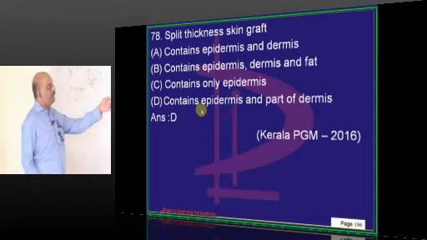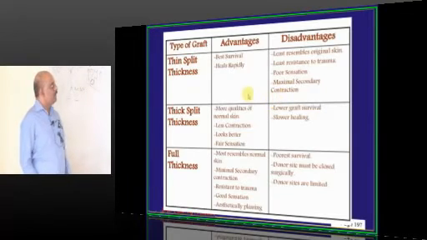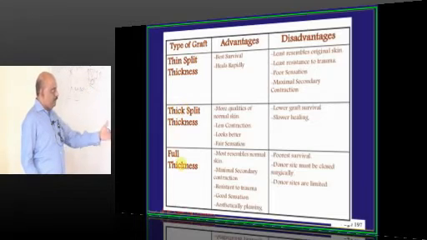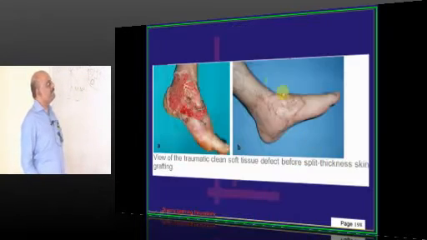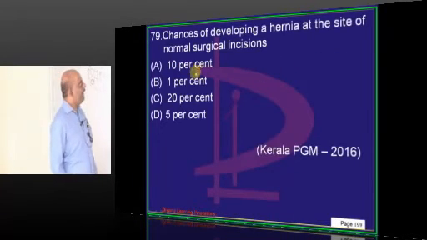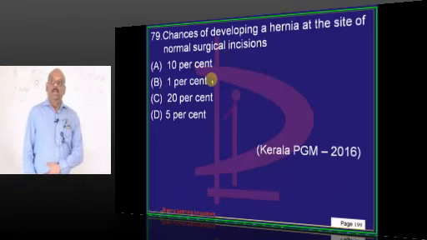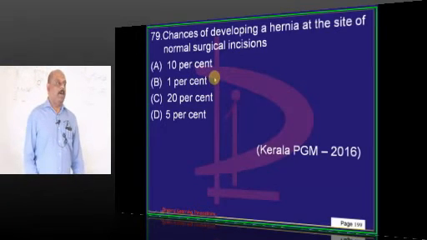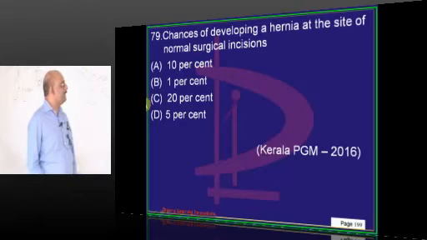In a split thickness graft, what will you take? Epidermis and part of the dermis. So once more, thin split, thick split, full thickness, differences, advantages, disadvantages, everything has to be read. Nowadays the examiner is not asking the Parkland formula, but that is also a favorite question. How much do you give in the first 12 hours, everything.